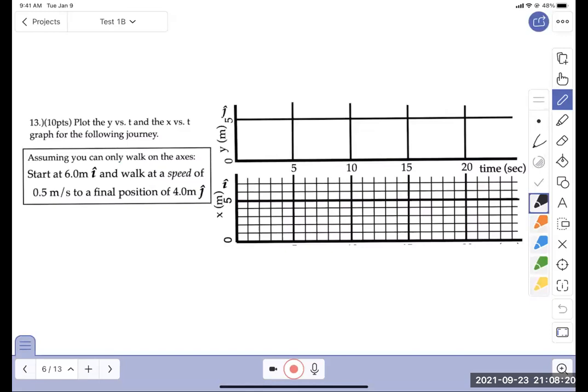So you're supposed to plot the J and the I. If you start in the I, I'm not going to do the whole thing. I want to leave something to the imagination, but you start at the 6, right? And then you're going to walk at a speed of 0.5 meter a second. So it would take you how long? Now, the faster you answer me, the faster we can move on. How long would it take you to move to the origin?